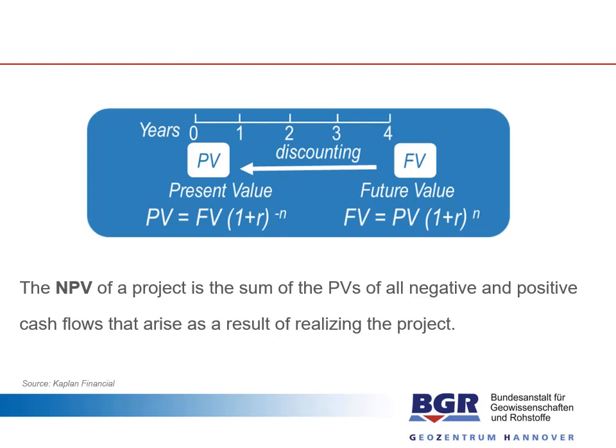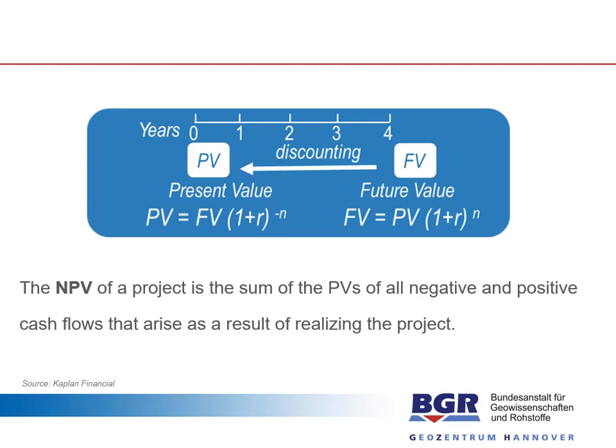So the cash flow that you have this year is not discounted, because it's this year. Next year you use the discount factor times n years, and that means as you are discounting every year, the present value will be reduced every year. The higher the discount factor is, the more it is reduced.